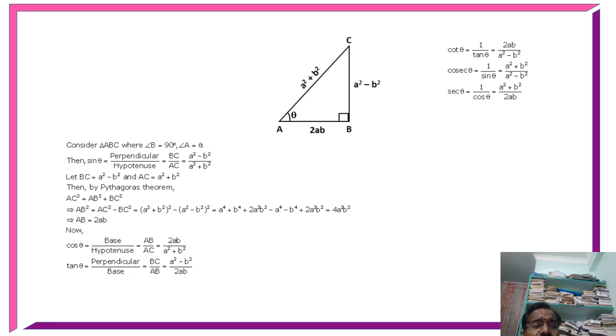In this slide it is given that angle B is 90 degrees, angle A is theta, and the hypotenuse is given as A square plus B square. Opposite side is A square minus B square. By 2AB is the adjacent side. Sometimes they'll give these two values.